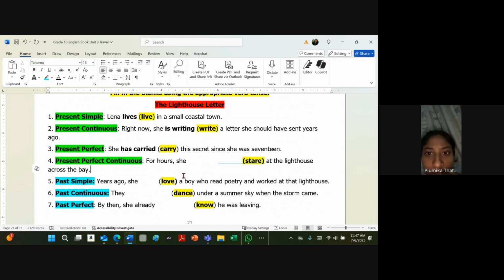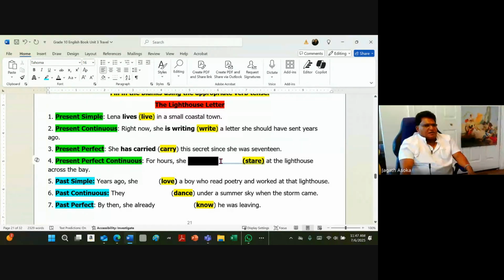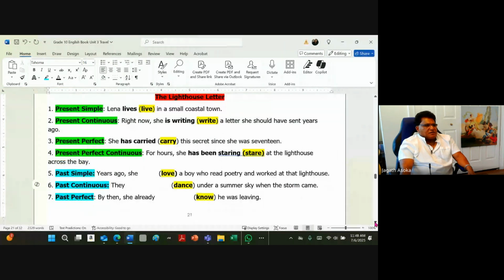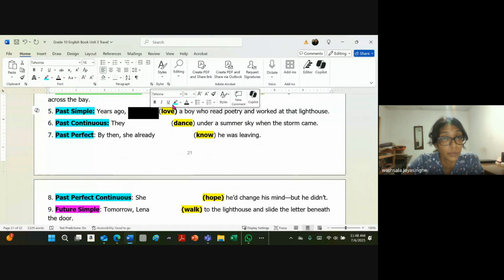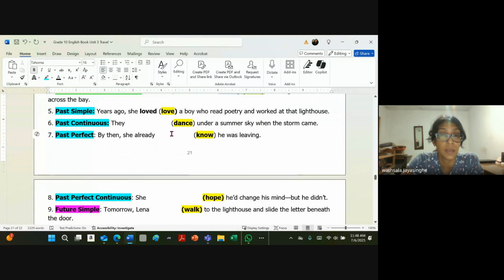Stay is the verb. All right, I'll give you the answer. You knew the answer, right? She had stayed, yeah. So you knew that answer. Years ago, she loved a boy who read poetry and worked at the lighthouse.